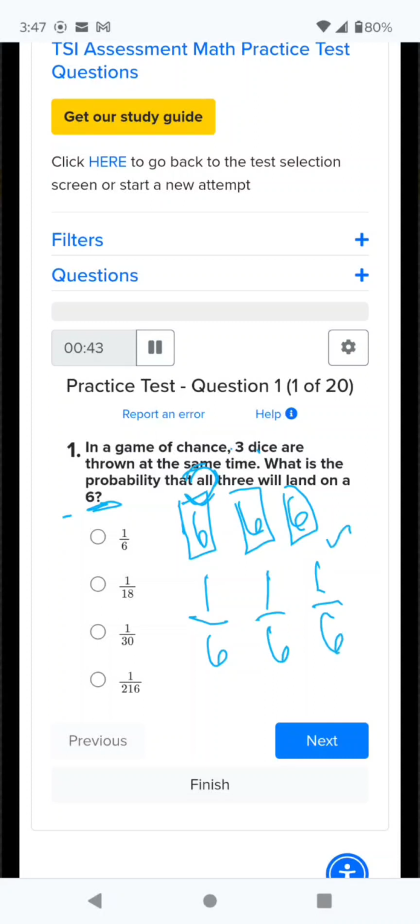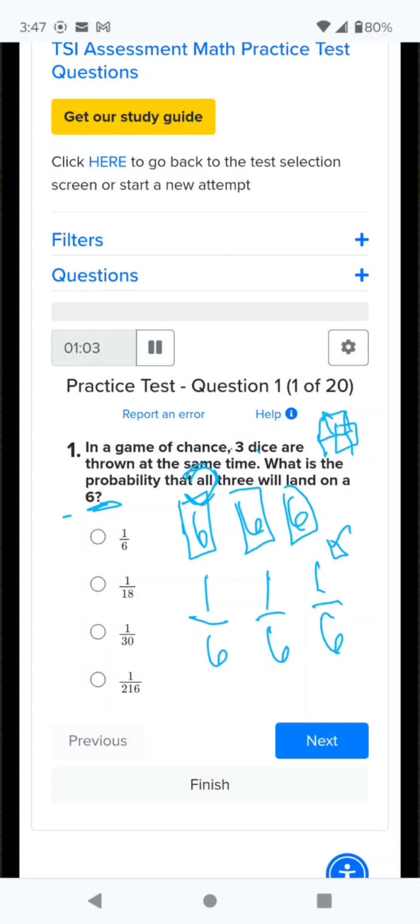You always put what you want to get on the top. And then at the bottom will be your total amount of chances. So since it's a 6-sided dice, I have 6 possibilities. There it is. Now, also it says all 3. That doesn't mean I want either or. I want them all together.